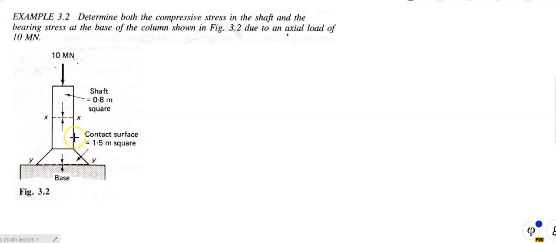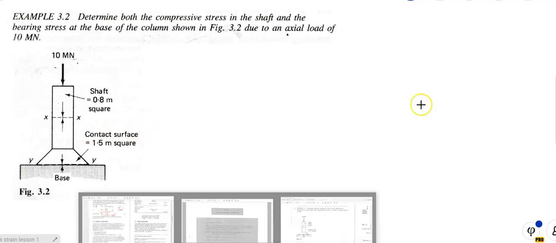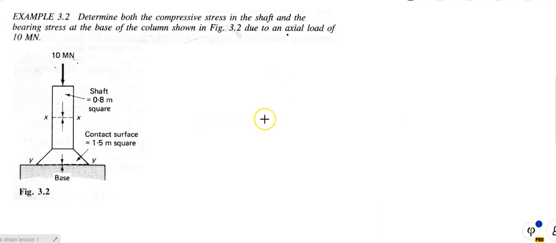Do you think the stresses are going to be the same at both planes, XX and YY? I don't think so. Have a think. One's going to be smaller, one's going to be bigger. Or can you predict which is going to be bigger and which is going to be smaller? Alright, let's work it out. So I'm going to say at XX.